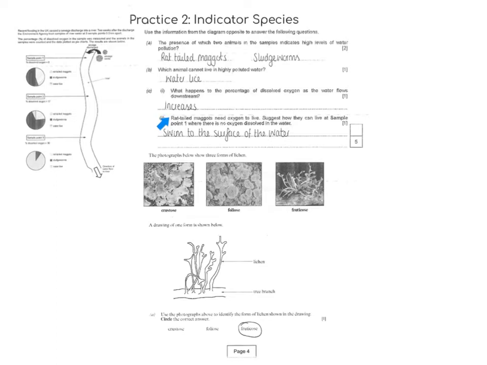Rat-tailed maggots need oxygen to live. Suggest how they can live at sample point 1 when no oxygen is dissolved. They obviously swim to the surface of the water so they can get oxygen from the air around them.